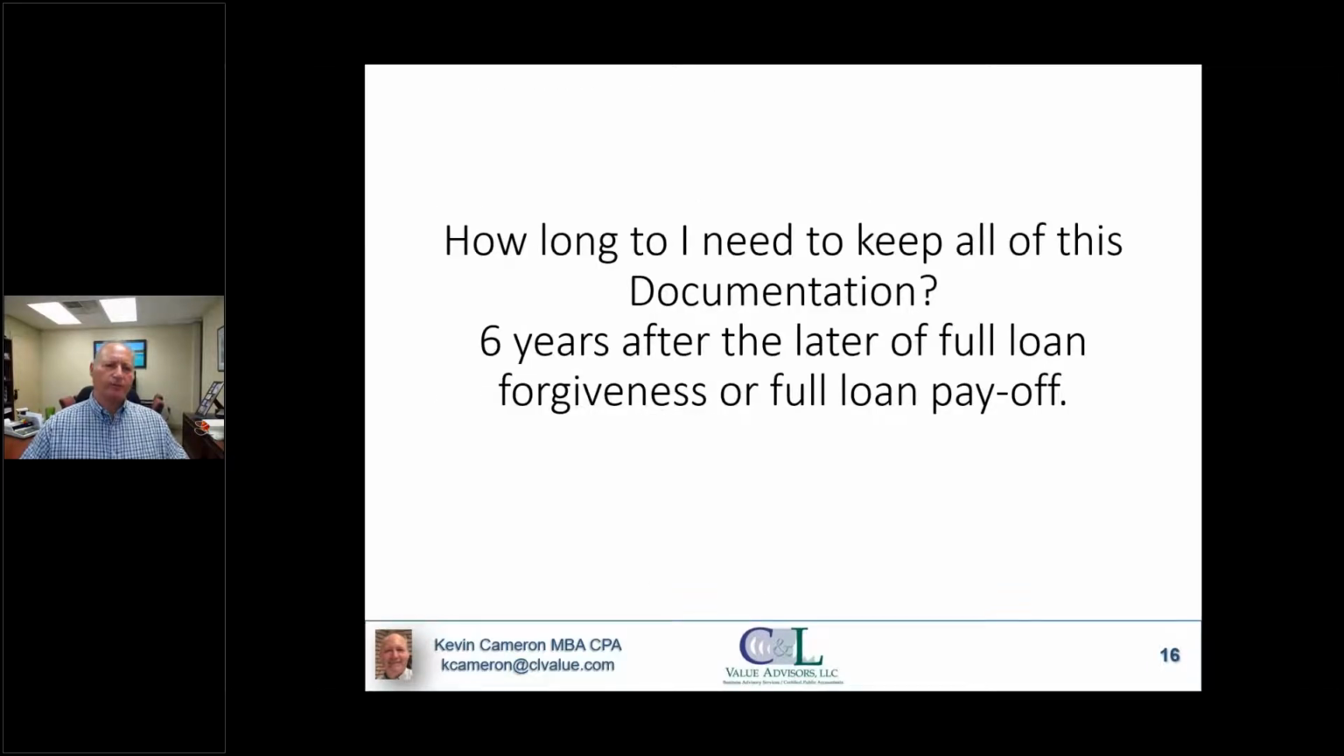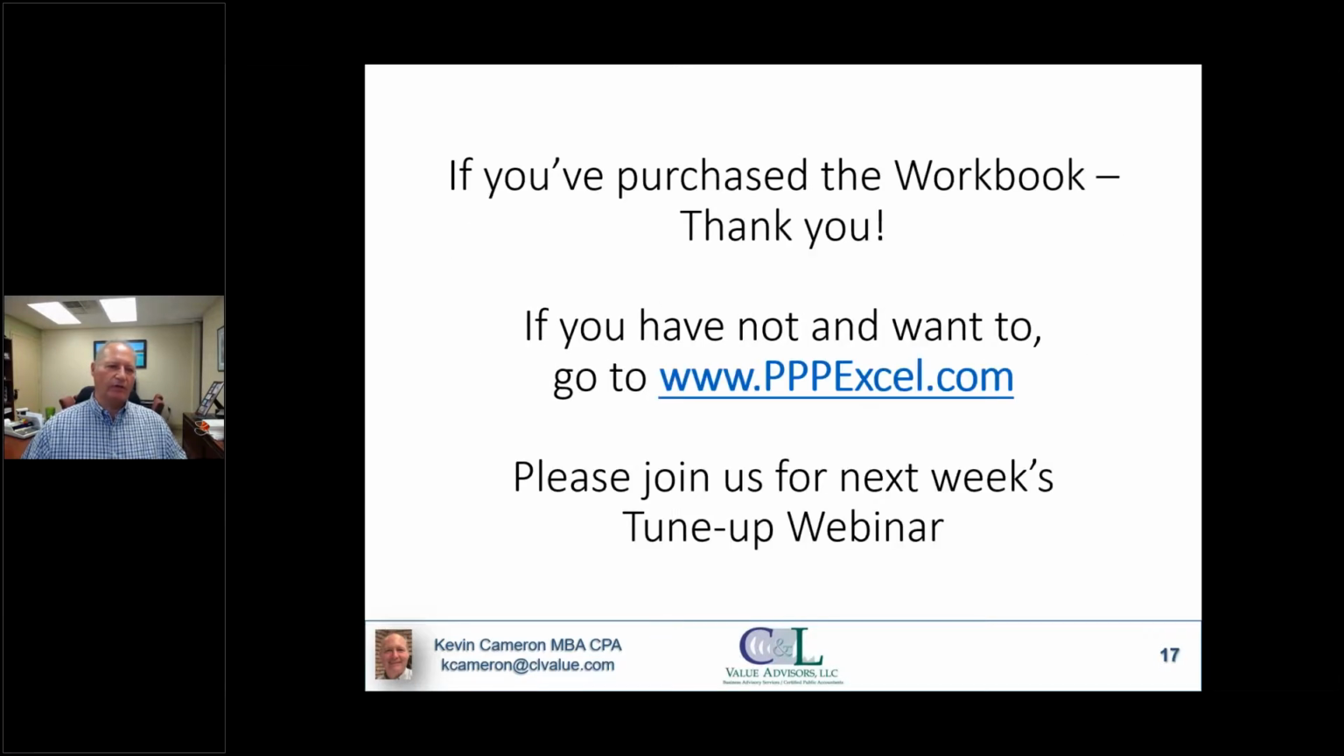I mentioned earlier that we need to keep all of this documentation, both the documentation we give the lender and the documentation that we must retain in our files. We have to keep that for 6 years. I can't stress enough how important that is, that we maintain that documentation in good form for that period of time, just in case the SBA comes back and audits our loans. We know the SBA has told us they don't plan on auditing any loans under $2 million, but that doesn't mean they can't come back and audit those.